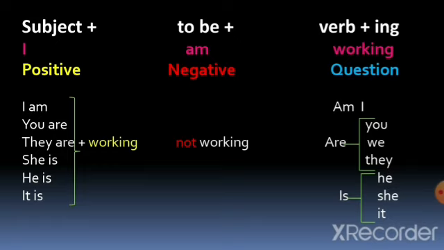By looking at this table, you can frame your own sentences with positive, negative and questions. That is interrogative present continuous sentences. But the only thing is that if it is negative, you have to write not.